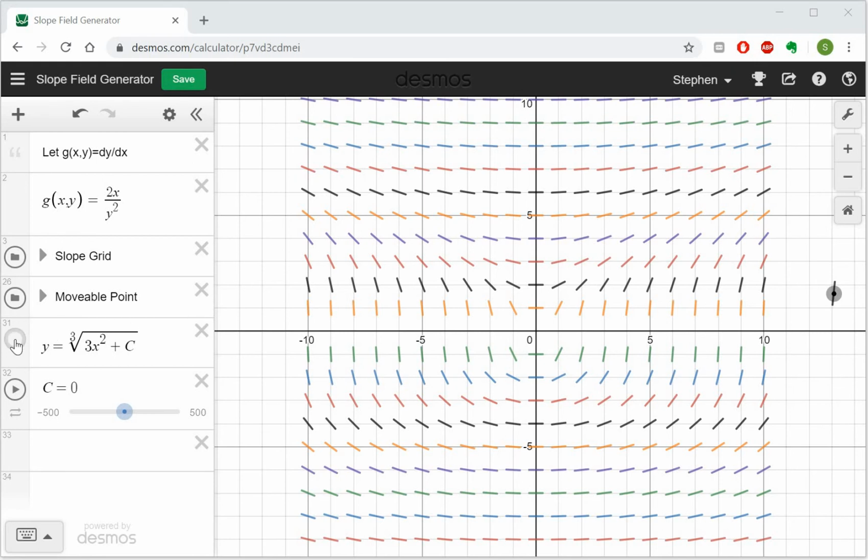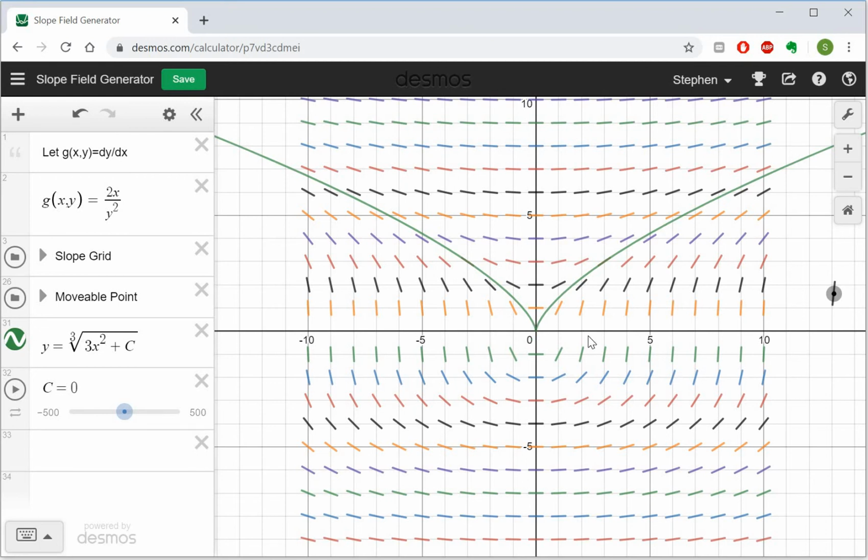Now here is actually the family of functions that satisfies our differential equation. So it's the cube root of 3x squared plus c. So we know when we go through the integration process we end up with a plus c. Currently it's set to 0. This gives us a little indication of why we can't actually find the derivative here. I mean, look at that point that it comes to.